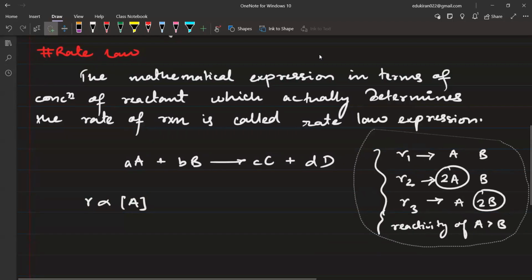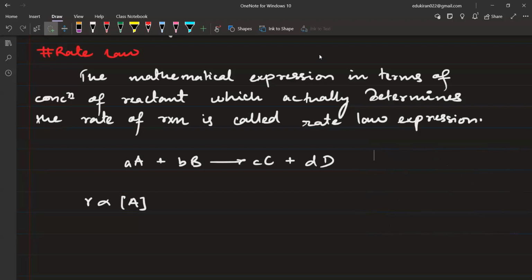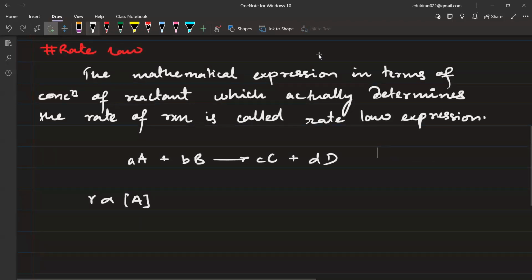To consider that, there is a term known as order. So for A, it will be raised to the power of n, and n tells you about it. See, this is not in your syllabus. You don't have to learn it, but you can understand it this way. What does order tell you? Order tells that if I increase the amount of A, how will the rate of reaction be affected?